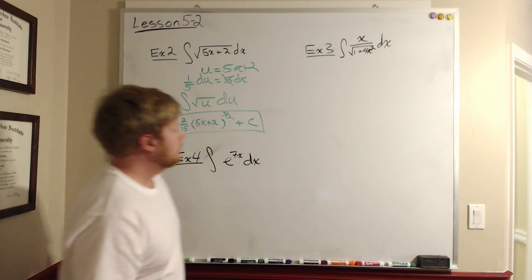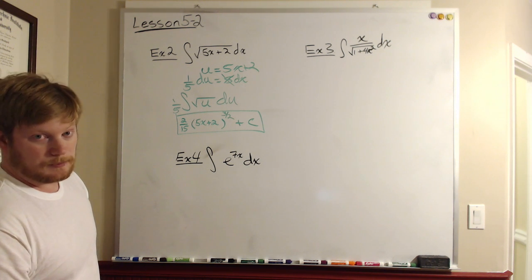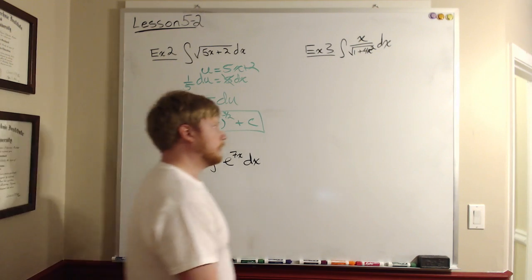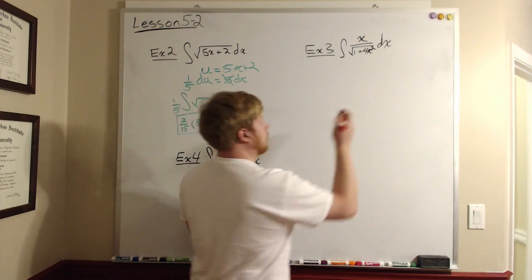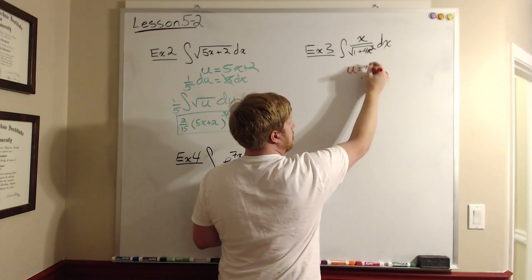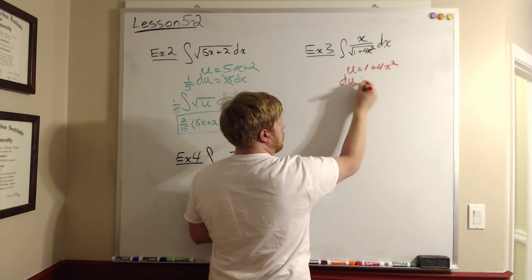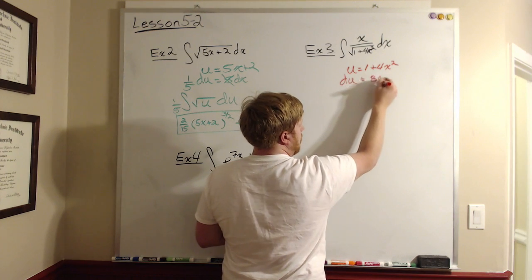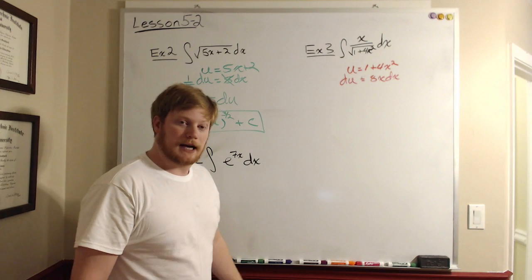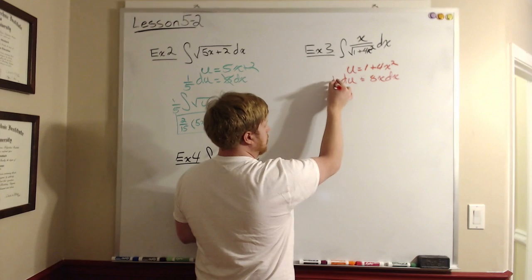Next. This one's a little bit trickier to see. But again, u is typically the thing inside of things. So we're again going to make u 1 plus 4x squared. du is going to be 8x dx. However, there is no 8x dx in the problem. It's just x dx. So we'll divide by 8 on both sides.